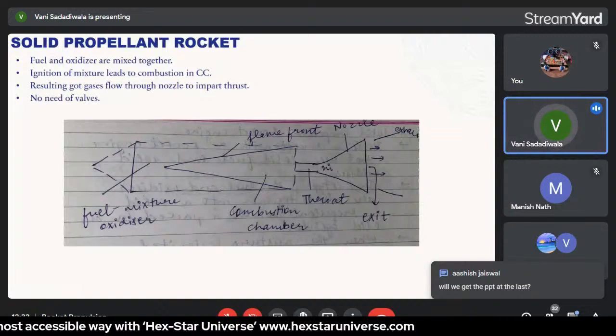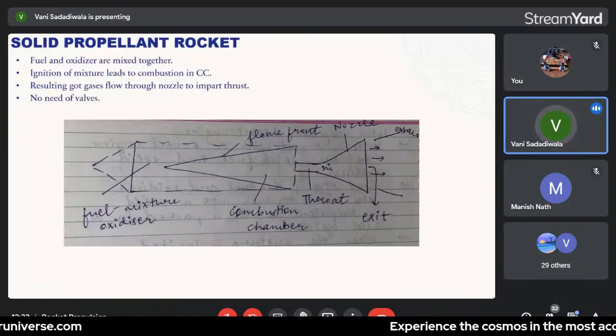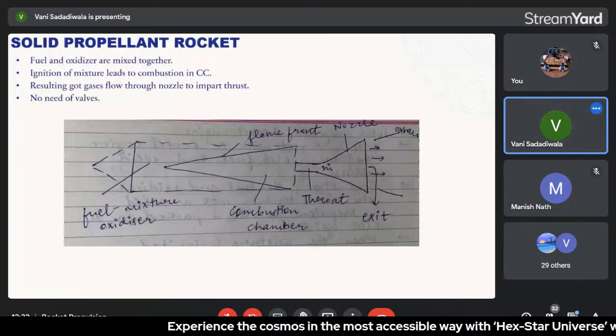There are two types, that is restricted and unrestricted. It basically burns throughout the cylinder if we talk about the restricted, and if we talk about the unrestricted concept, it occurs only on the surfaces of the cylinder.